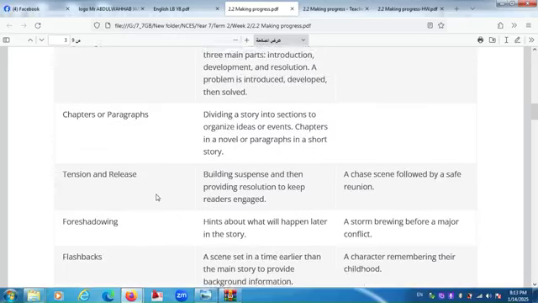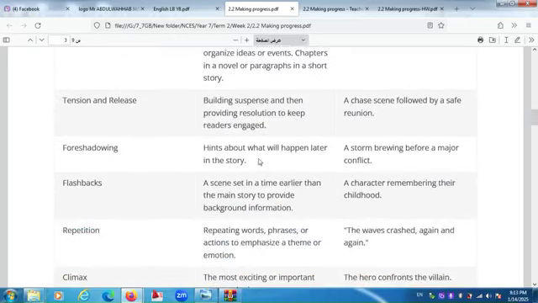Foreshadowing, it's another structural feature. It will hint about what will happen later in the story without revealing the whole story. They will give you hints or ideas. A storm, for example, of course, a storm brewing before a major conflict. So they will tell you that something bad or a conflict will happen.